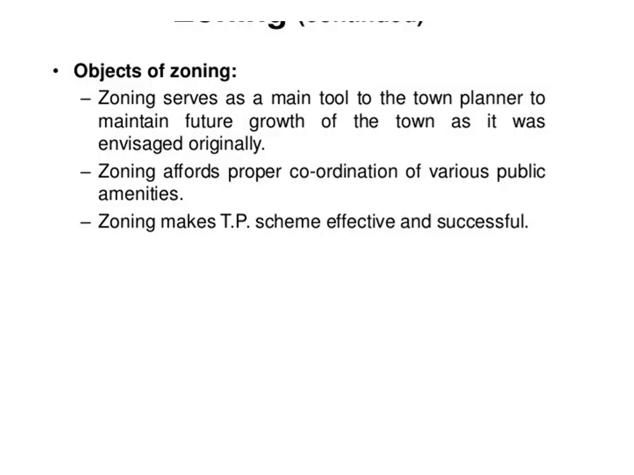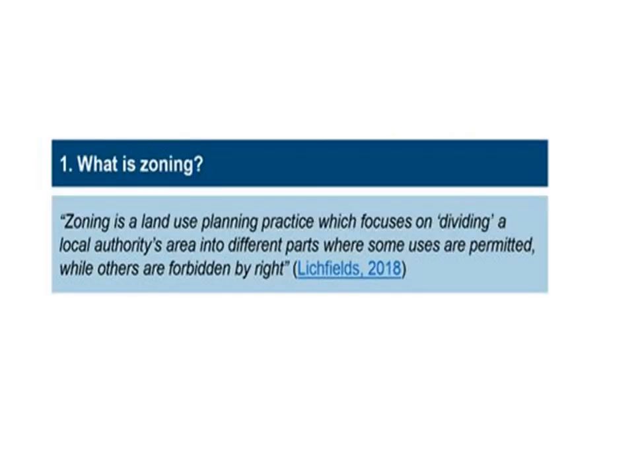Also, zoning serves as a main tool to the town planner to maintain future growth of the town as it was envisaged originally. Zoning affords proper coordination of various public amenities. Zoning makes town planning schemes effective and successful. So, zoning is a land use planning practice which focuses on dividing a local authority's area into different parts where some uses are permitted while others are forbidden by right.